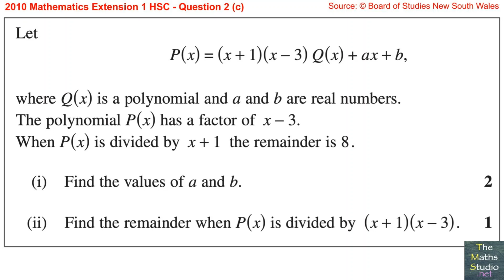Part 1. Find the values of a and b. And Part 2. Find the remainder when P(x) is divided by (x + 1)(x - 3).